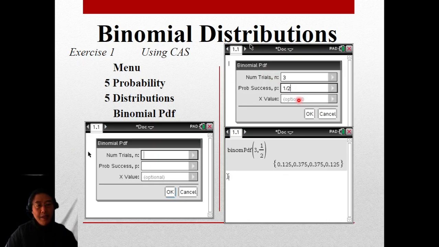And here, as you leave it blank, what it will list instead is all the probabilities. So n is equal to 3, so the first value is for x equals 0, x equals 1, x equals 2, and the last one is x equals 3. So it will give you the list of all the probabilities, and you can just put them into your distribution table to complete it.